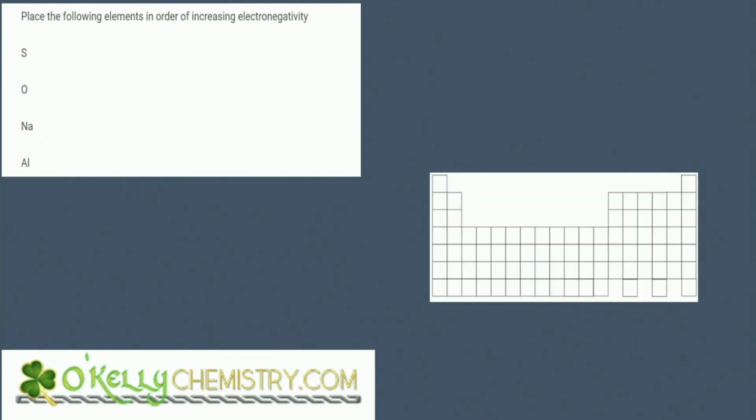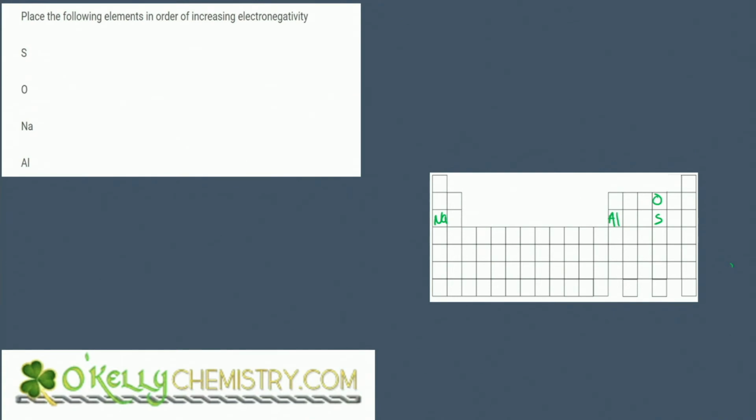Now with this question, we need to place the following elements in order of increasing electronegativity. So let's go ahead and put them into our periodic table. So sulfur is in group 16, period 3. Oxygen is above it. Sodium is in group 1, period 3. And aluminum is in period 3, group 13.